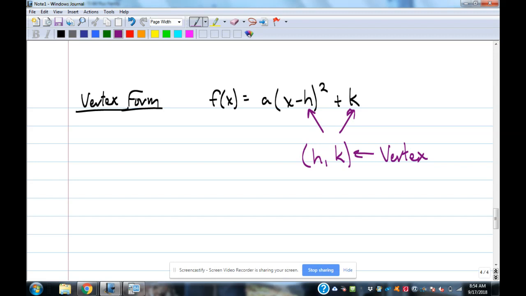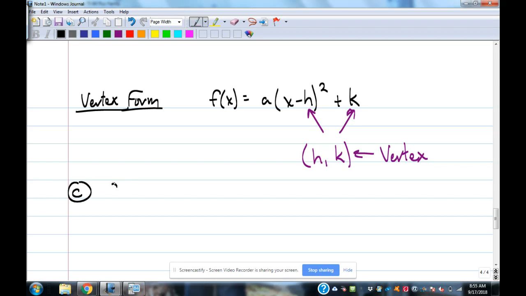Great thing about vertex form is it's already got the vertex for you. You don't have to do the formula. You don't have to do anything. No work to get the vertex or axis of symmetry. It's there for you. It also has a nice way of getting the x intercepts that you don't have to do quadratic formula or factoring. It's not as nice as intercept form is, but it's still pretty nice. So let's look at an example.